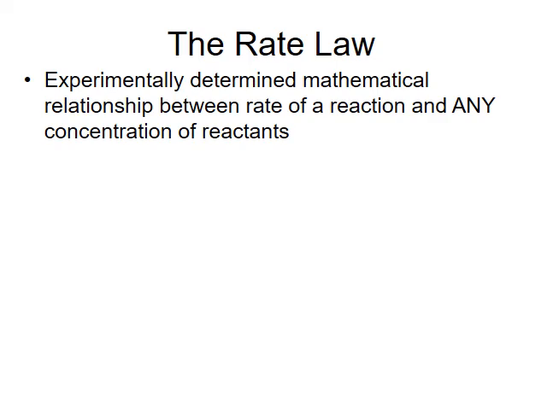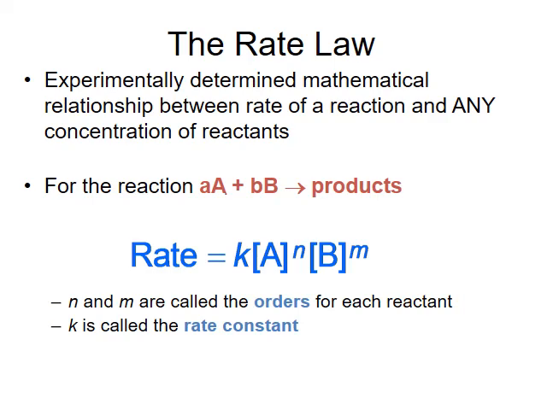So in any rate law, the rate of the reaction that we measure experimentally is directly proportional to the concentration of each reactant raised to a power. So if we look at a generic reaction that starts with reactants A and B, our rate law would be: the rate is equal to an experimentally determined rate constant, which is labeled k, times the concentration of our first reactant A raised to a power n. So we're just using a general variable here, n. It's going to stand for a number that we experimentally determine. We're going to multiply this by the concentration of our second reactant, B, raised to a different experimentally determined exponent.